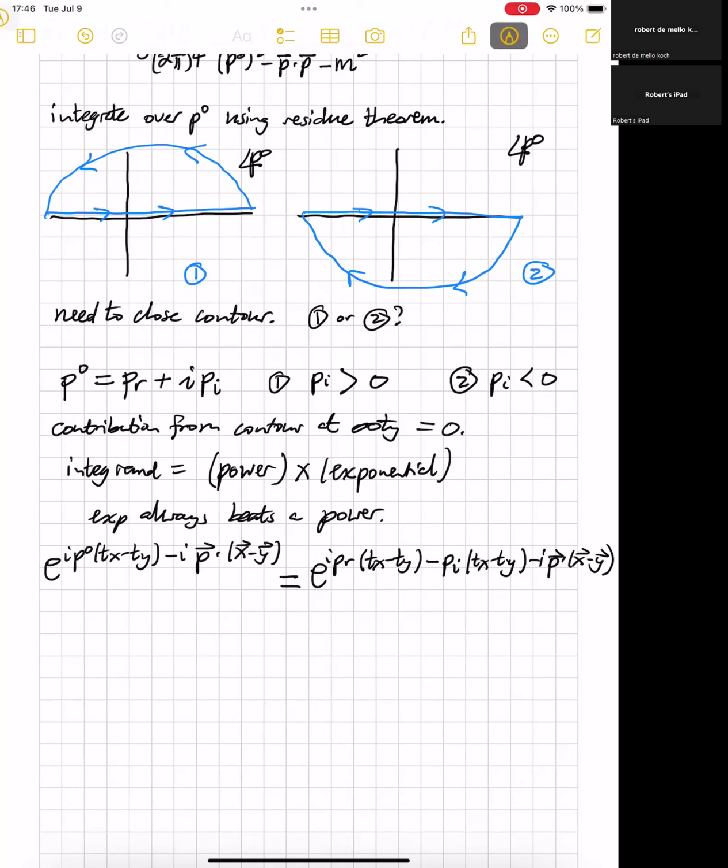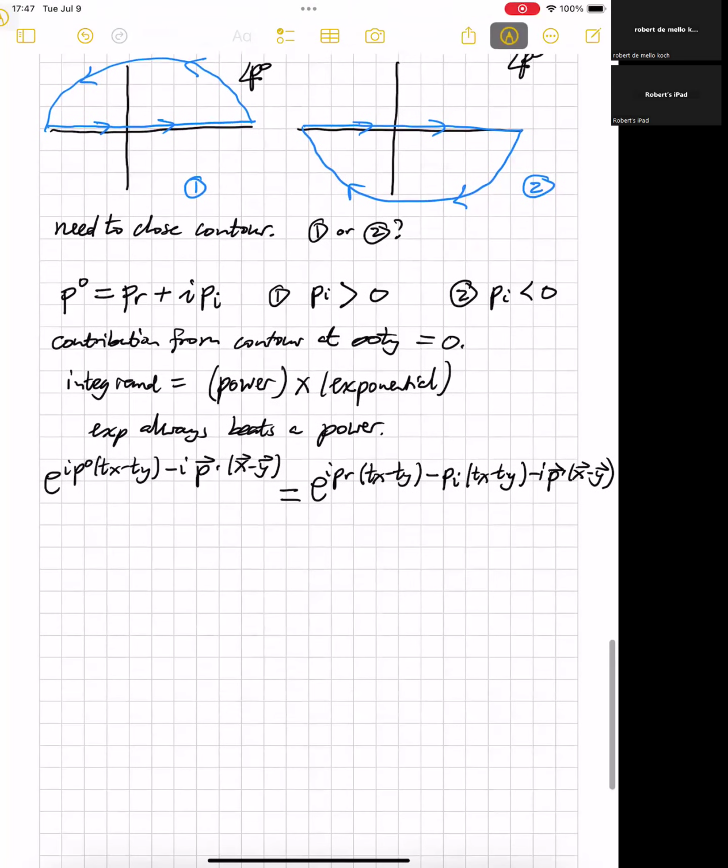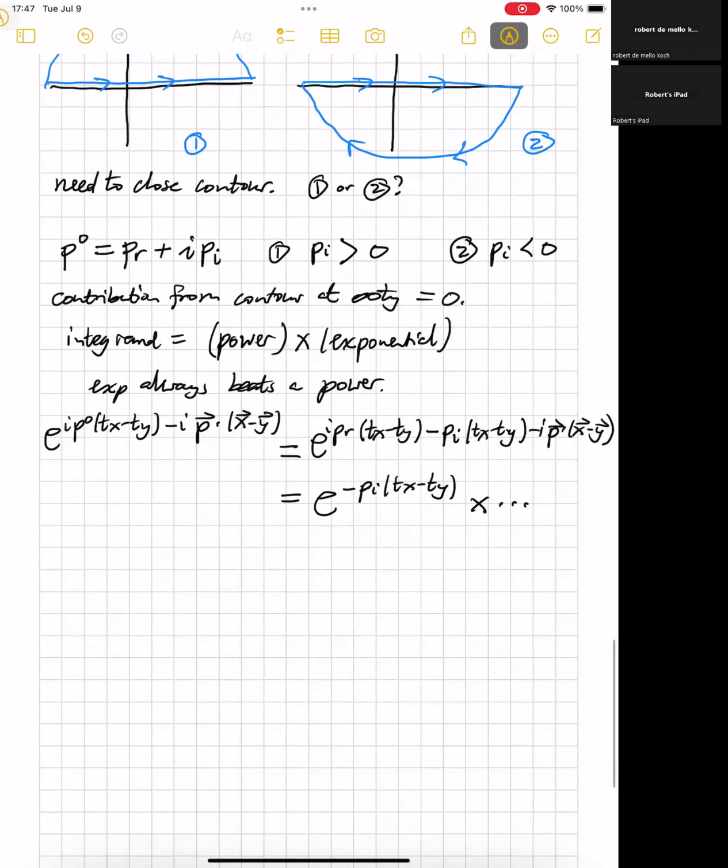Okay, so I've just plugged in what P naught was, a very trivial thing. But what we can look at now is what is determining how the exponential behaves? Well, the only piece of this that is relevant is the e to the minus pi (tx minus ty) times, and I'm just going to put dot, dot, dot. The only relevant stuff is what I've shown you there.